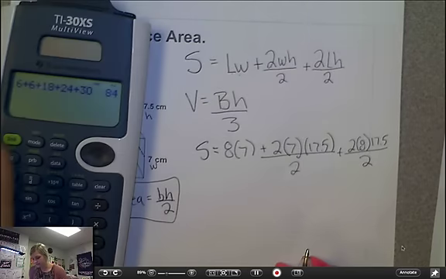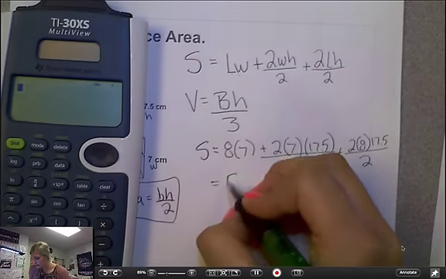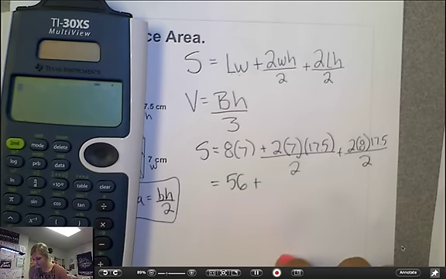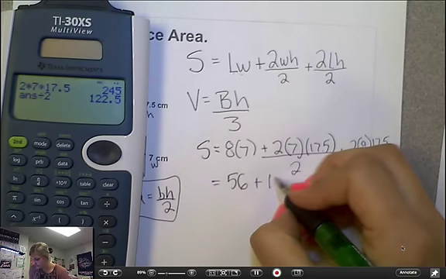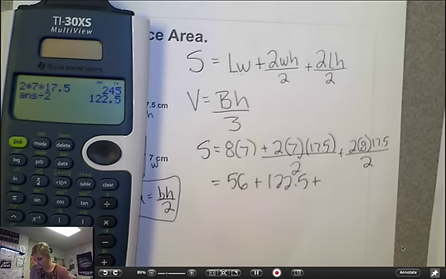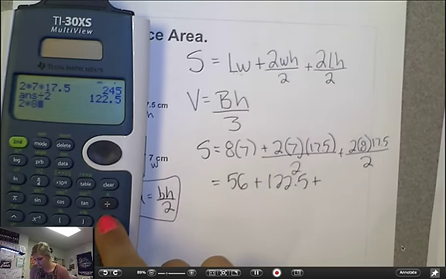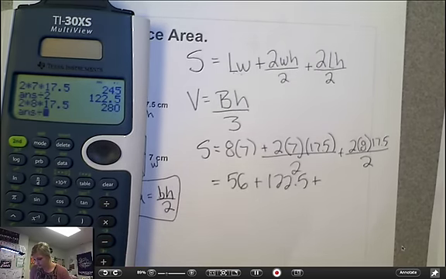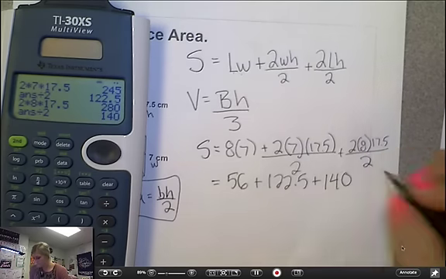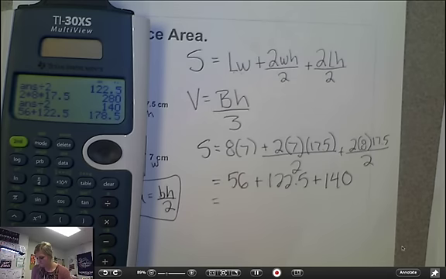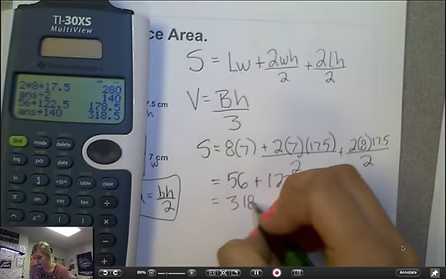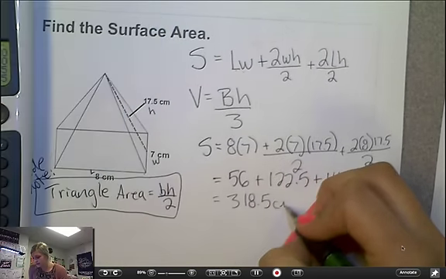So let's just go ahead and calculate this. That's 56 plus, type this in my calculator, add them all together. 318.5 centimeters squared.